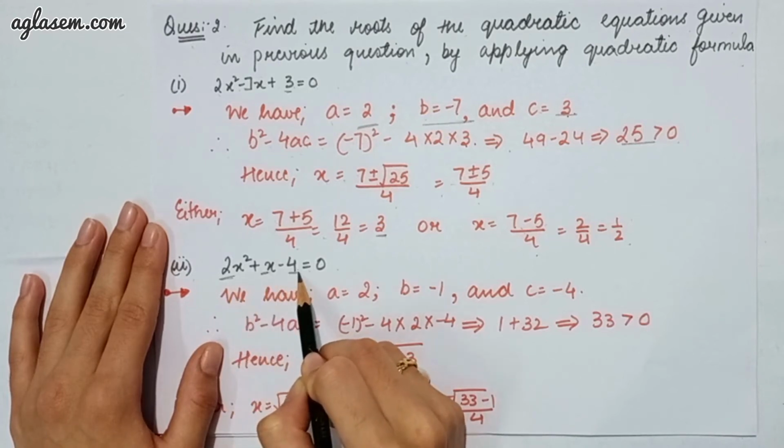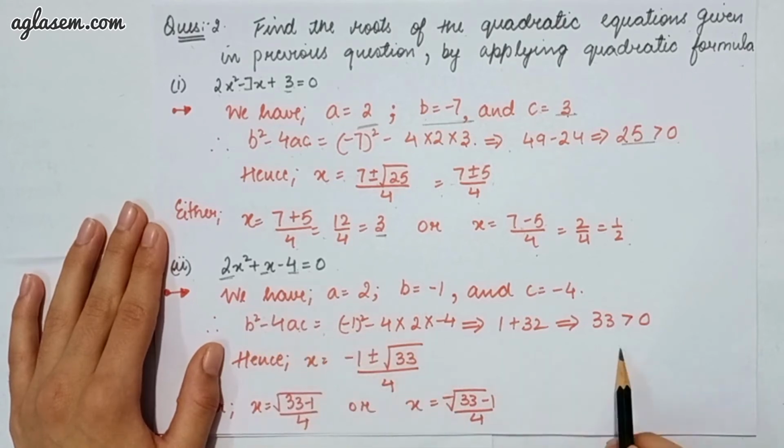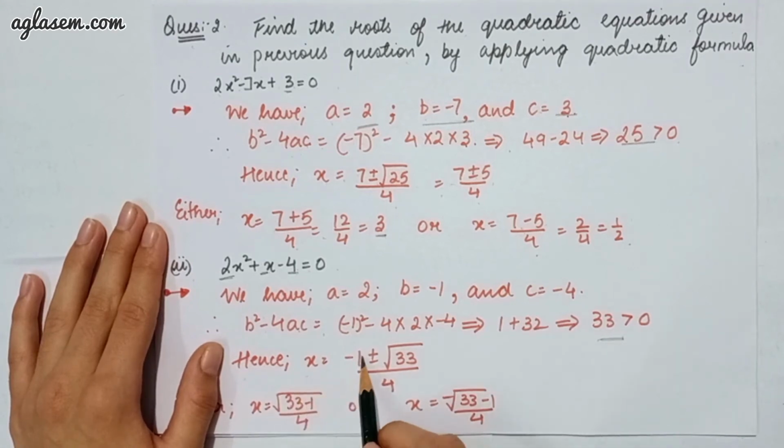So again we have a that is 2, b that is 1 and c that is minus 4. So again we have to apply the same formula, that is b square minus 4ac, which will give you 33, which is greater than 0. So again we have x as minus 1 plus minus root 33 divided by 4. So we can write it as x is equal to root 33 minus 1 upon 4, or we can write it as minus root 33 minus 1 upon 4.